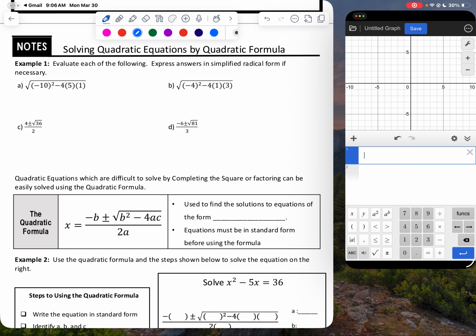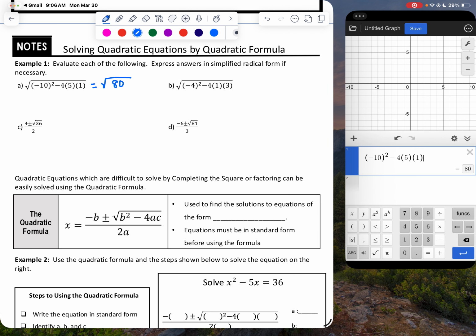So in problem A, we have the square root of negative 10 squared minus 4 times 5 times 1. So to evaluate this radical expression, the first thing you want to do is evaluate the expression that's under the square root. So I want you to write down an empty square root symbol here, and what we're going to do is just evaluate what's under the square root. So you'll type it in exactly like it's written, parenthesis, negative 10, parenthesis squared, minus 4, parenthesis, 5, parenthesis 1, and we get an 80.